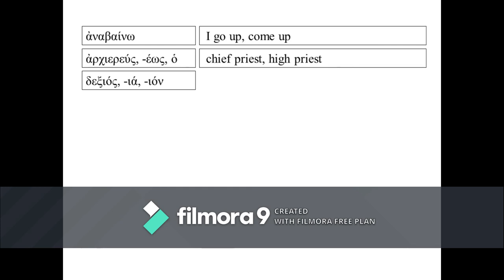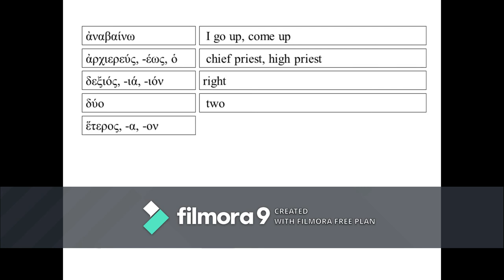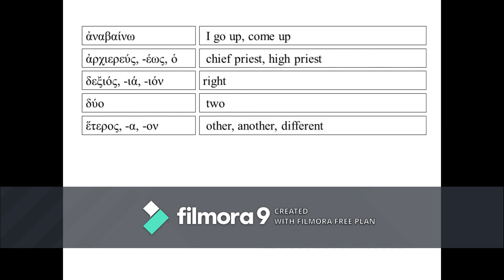Dexios, dexia, dexion. And that is right. Duo. Duo means two, and it cannot be declined, so it'll always be duo. Heteros, look at the rough breathing in front of it. Heteros, hetera, heteron, 212. Other, another, different.